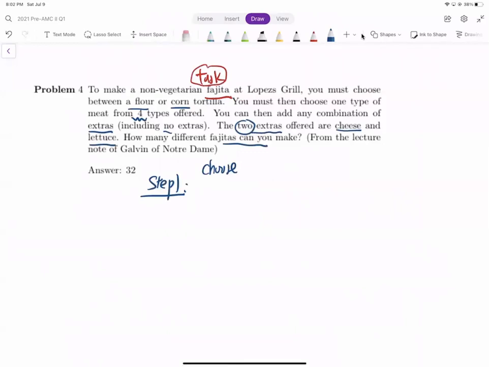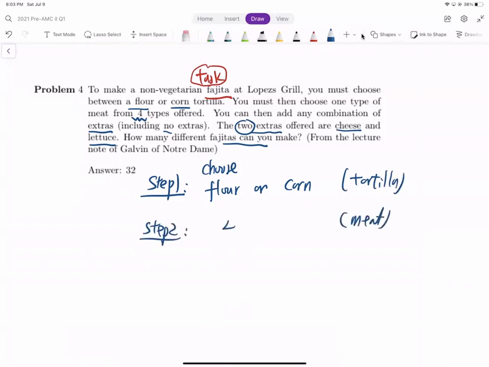Each step involves several choices. Step 1, you choose either a flour or corn tortilla, right? So step 1 is for the tortilla. And step 2 is you choose the meat. There are 4 types of meat. And step 3, you choose extras.